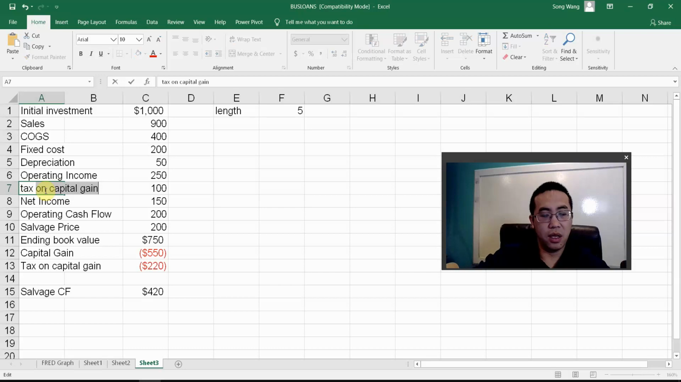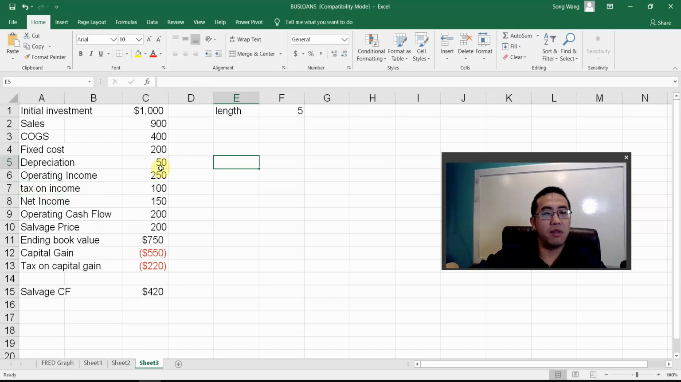Okay, and this is called a tax on income. All right. So what happens if my depreciation is changed in another scenario? Let's say my depreciation is $160 each year. After 5 years, my ending book value will be 200. 160 times 5 gives 800, and 1,000 minus the 800 total depreciation gives an ending book value of 200.